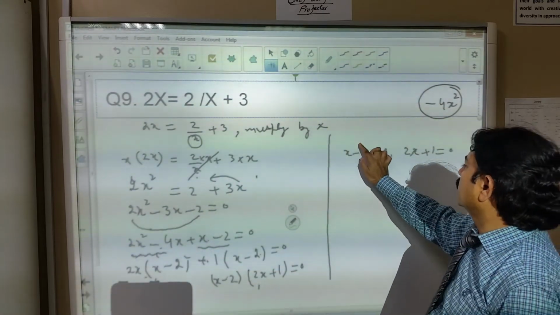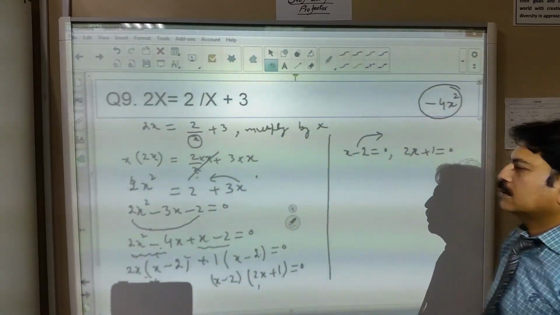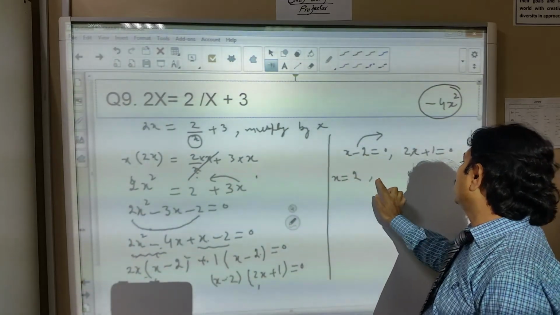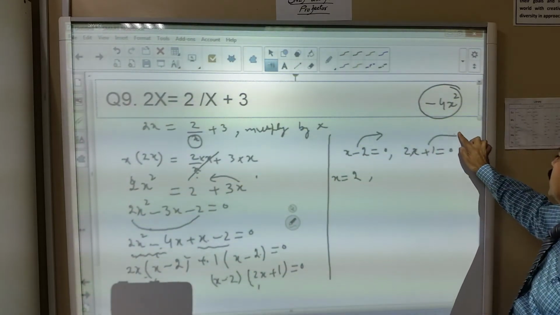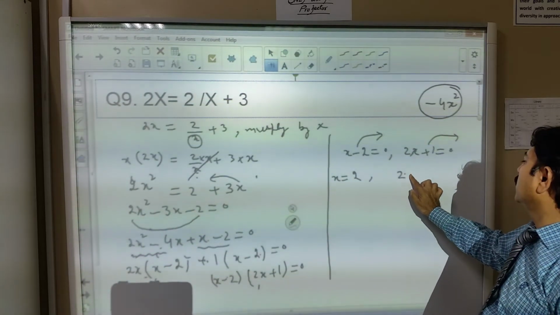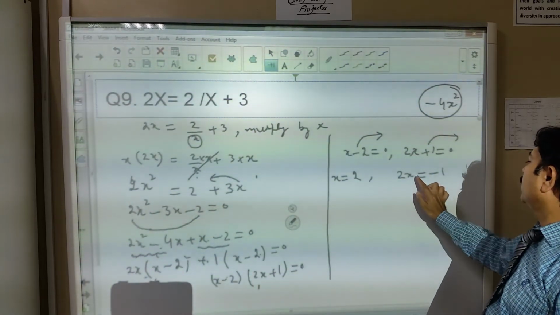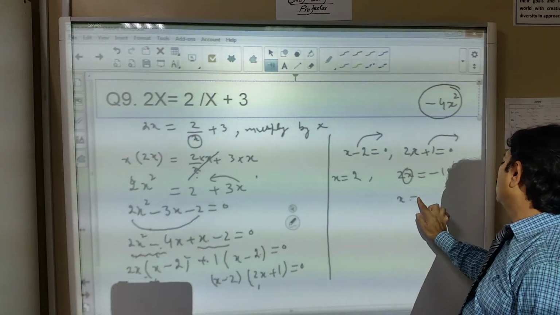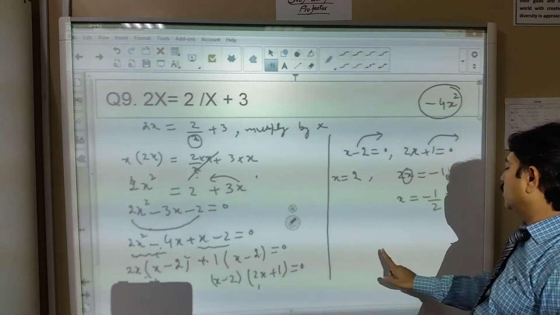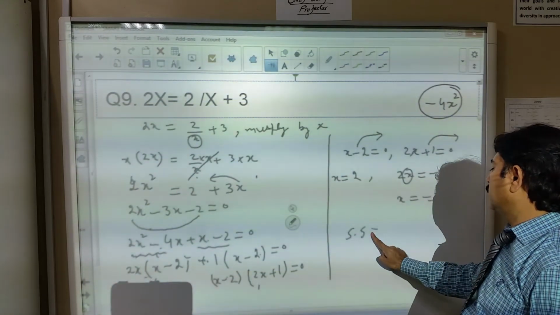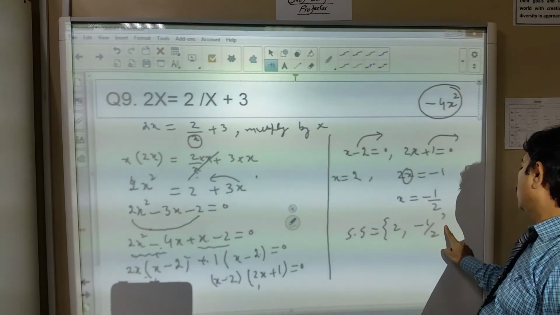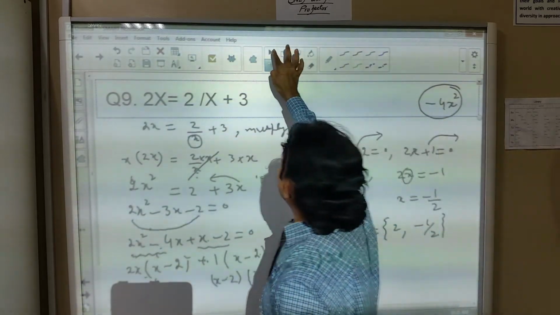Okay, so this is taken to the right side. x is equal to 2. Now from here take it to the right side: 2x is equal to minus 1, and you have to find the x. x is equal to minus 1 over 2. So your solution set is 2 and minus 1 by 2. Okay, so now next question.